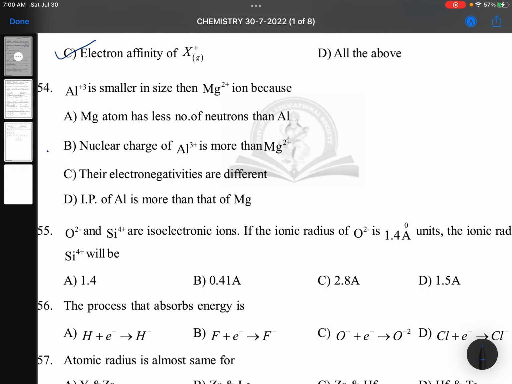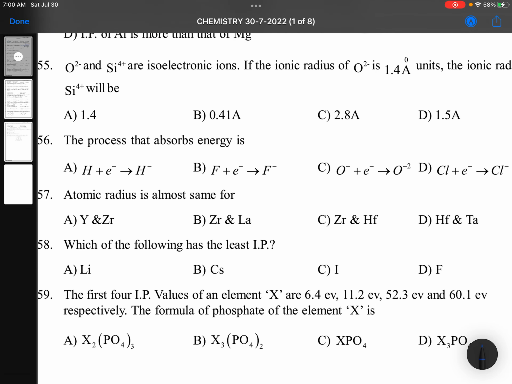Al plus 3 is smaller in size than Mg plus 2 ion because the nuclear charge of Al plus 3 is more than magnesium plus 2. O minus 2 and Na plus are isoelectronic ions. If the ionic radius of O minus 2 is 1.4, anion bigger, cation smaller. So the value should be less than 1.4. Less than 1.4, you can go with this.